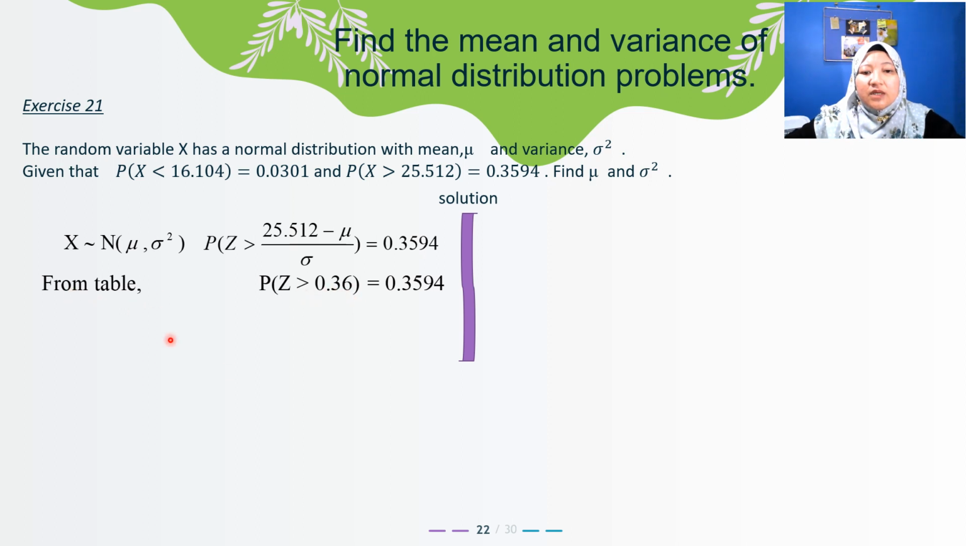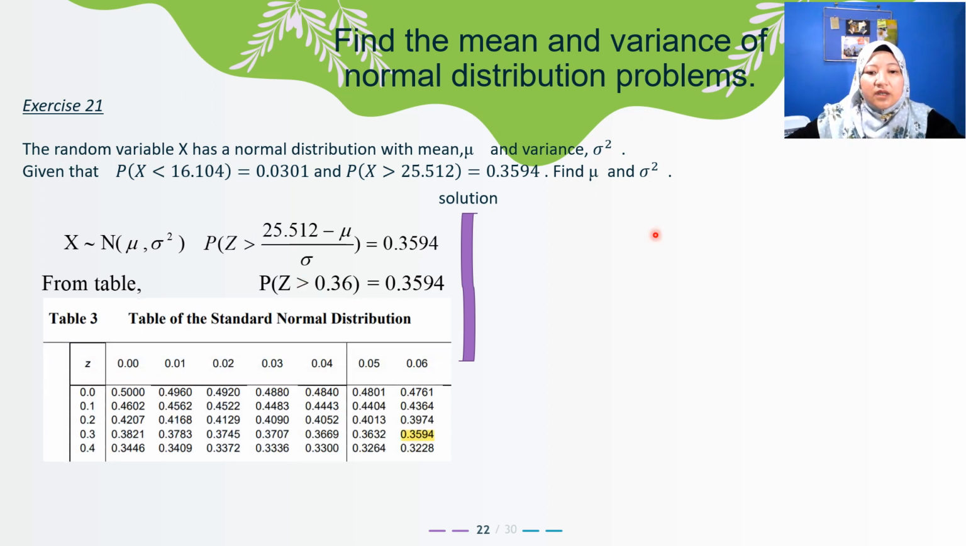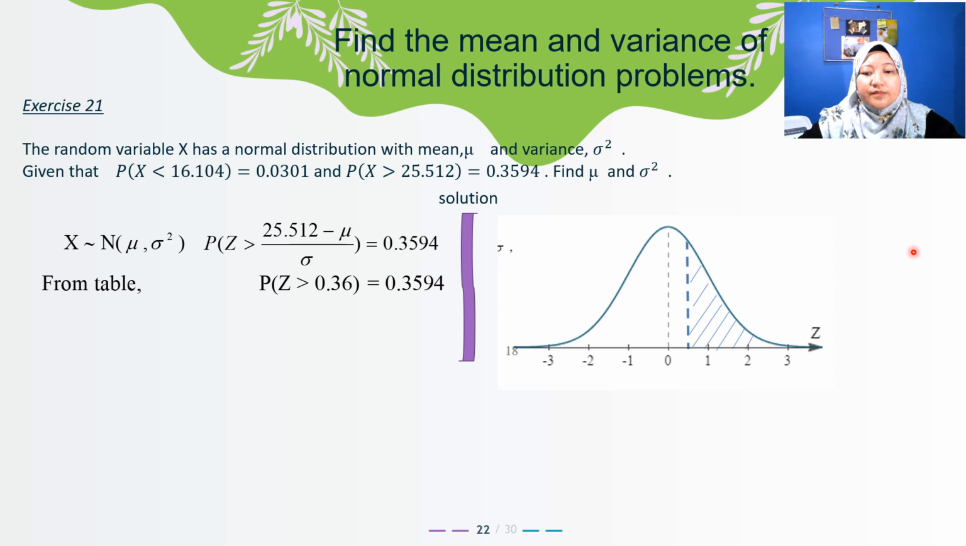Since kita baca dalam table, dia adalah kawasan greater than. Ya, greater than. Okay, yang ni 0.3594. Z dia adalah 0.3 tambah 0.06. Okay, ni adalah 0.36. Greater than. Nilai ni adalah kurang daripada 0.5. So, bila dia kurang daripada 0.5, greater than, so pastinya kawasannya di sebelah sini.